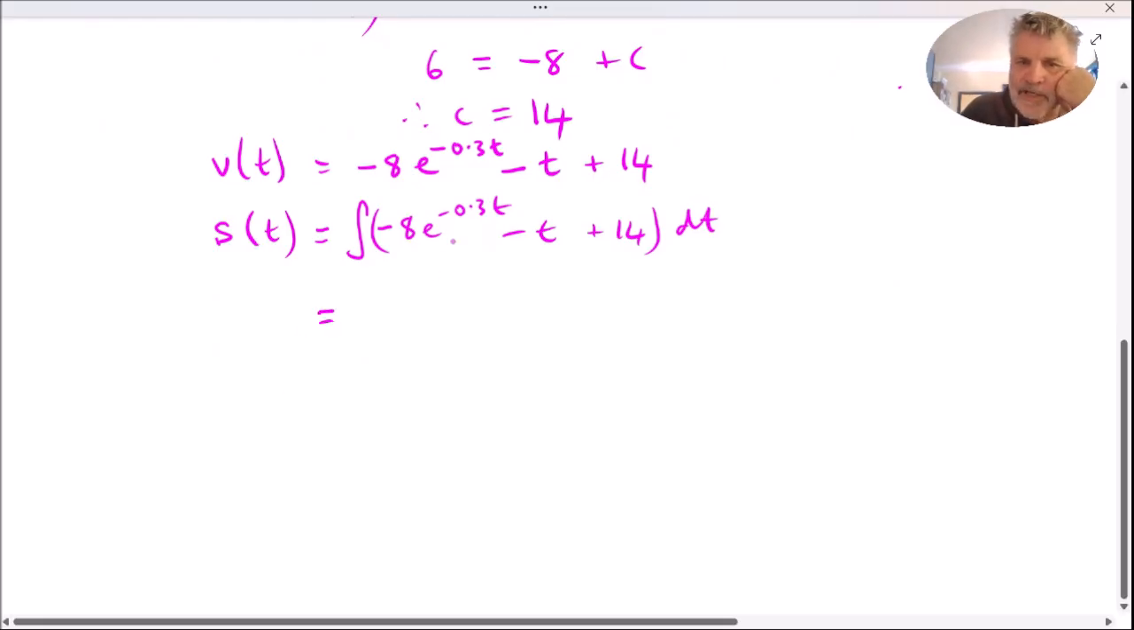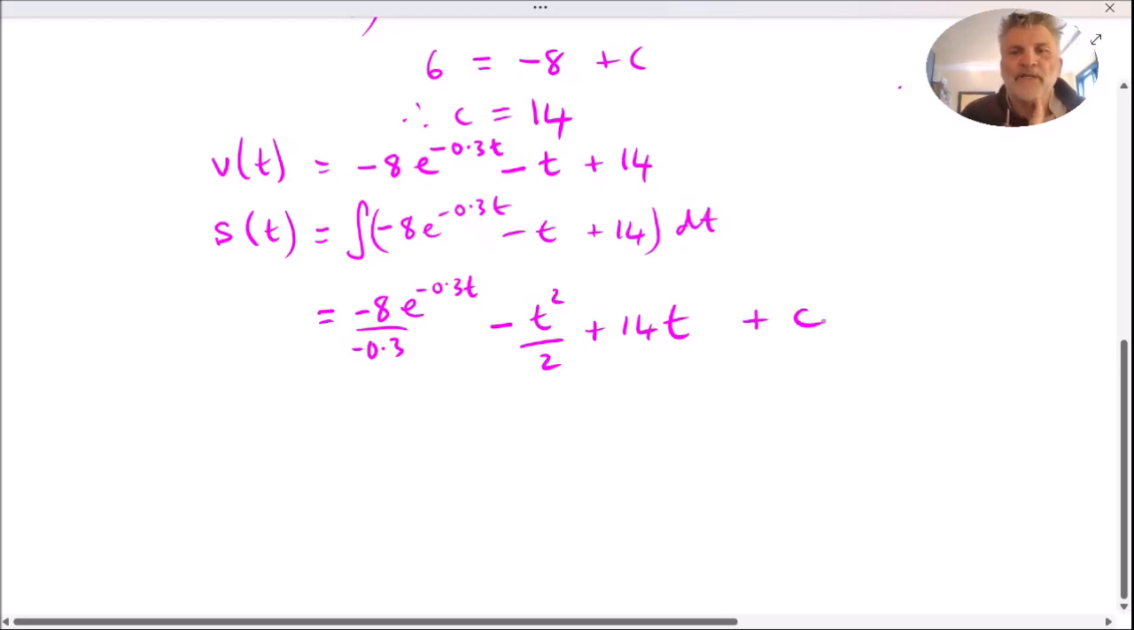Same thing, this is exponential, which stays the same. It's got minus 8 in the front. We have to divide by the coefficient of t in there. Integrate t, we add 1 to the power, divide by the new power. Integrate 14, becomes 14t, and then plus a constant.